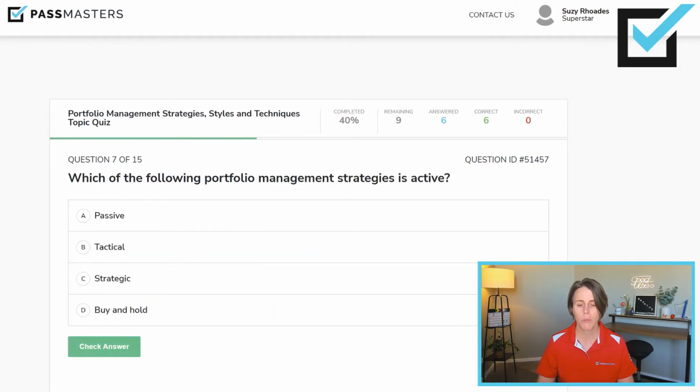Which of the following portfolio management strategies is active? Passive? No. Tactical? Yes. Strategic? Passive. Buy and hold? Passive. Tactical asset allocation is an active portfolio management strategy where the investment advisor is going to buy stocks that he thinks is a good buy, sell stocks when he thinks that he should. Active management. Tactical asset allocation.